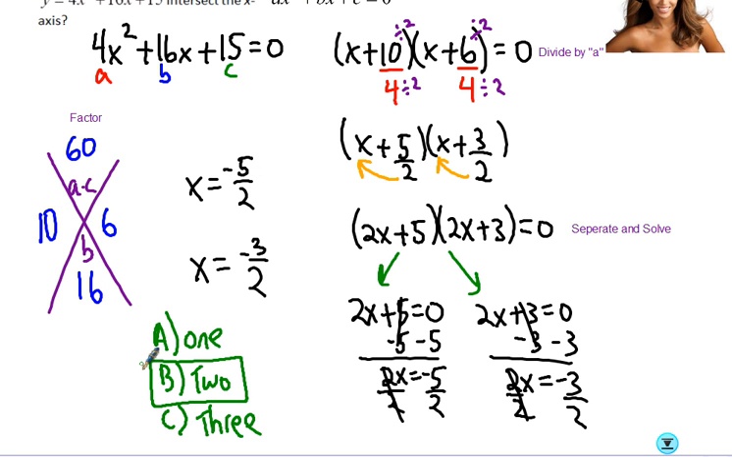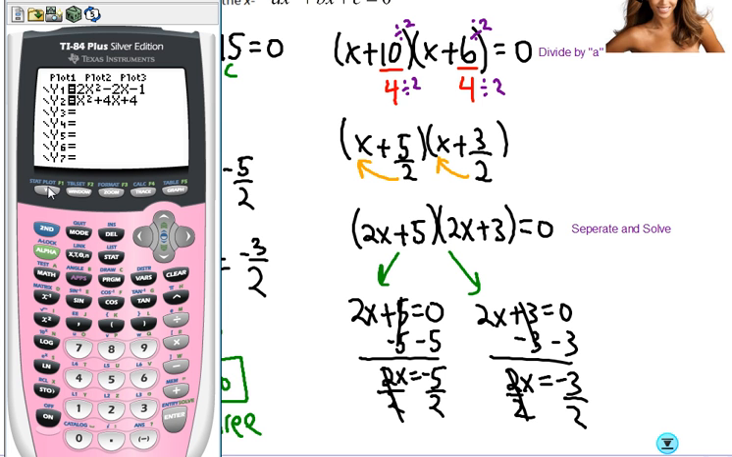And we could actually verify that on the graph, because if we graphed it, let's go back to our calculator here. If I graph this, 4x squared plus 16x plus 15, let's graph that.